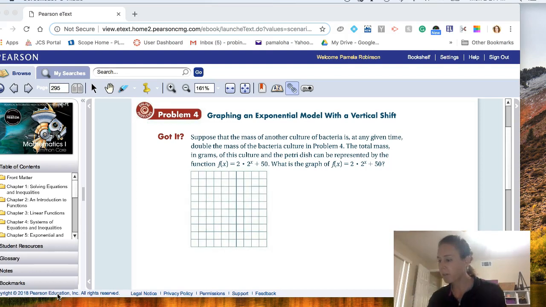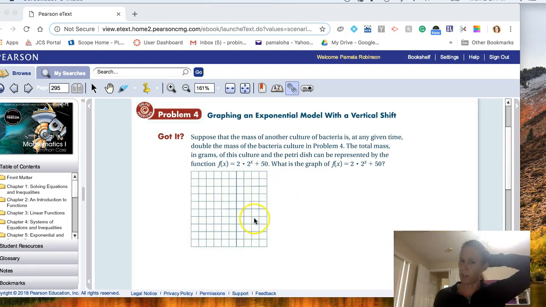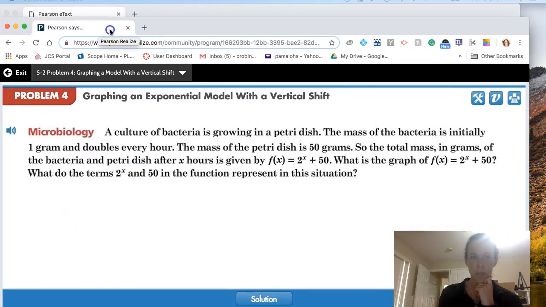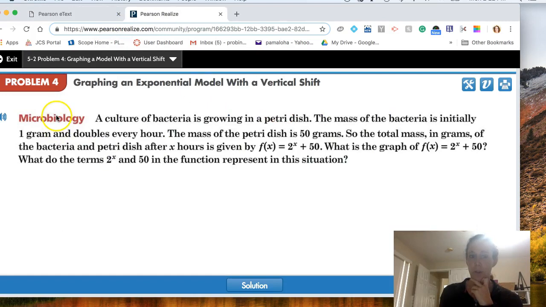Remember, you can always go to pearsonrealize.com to get those problems that don't show up on the videos. But this one, problem 4 on their video was our problem 3, and problem 4 and 5 weren't on there. So let's go ahead and go over them. The online problem, this is what's in your workbook for the Got It. But the online problem, remember, those are at Pearson Realize. And I'm going to pull this over. Here's the online example for problem 4, and let's work this together.